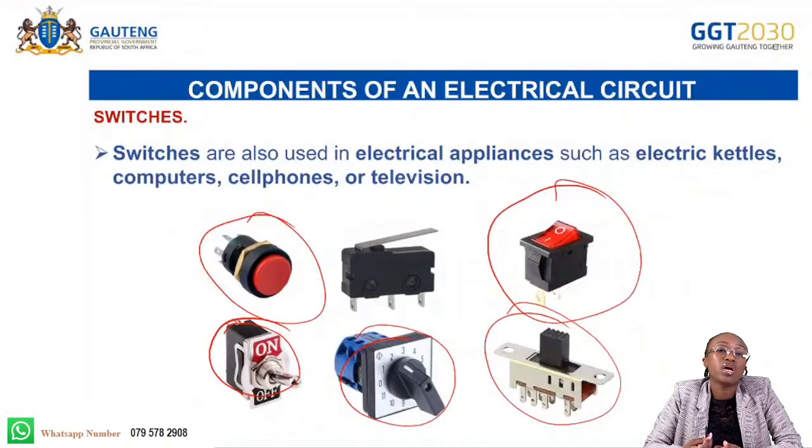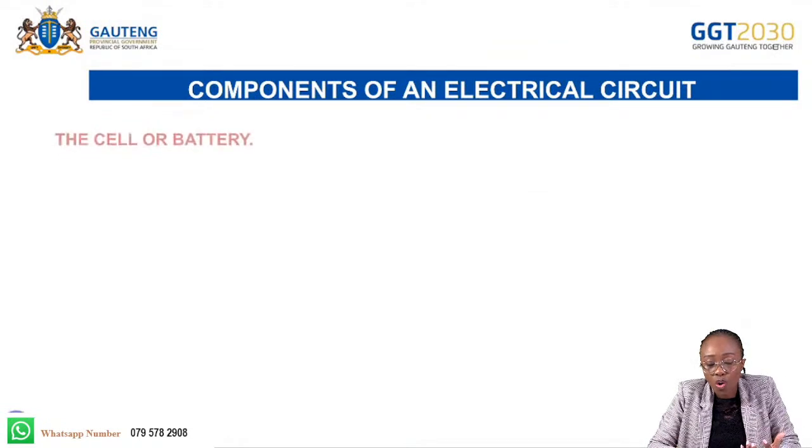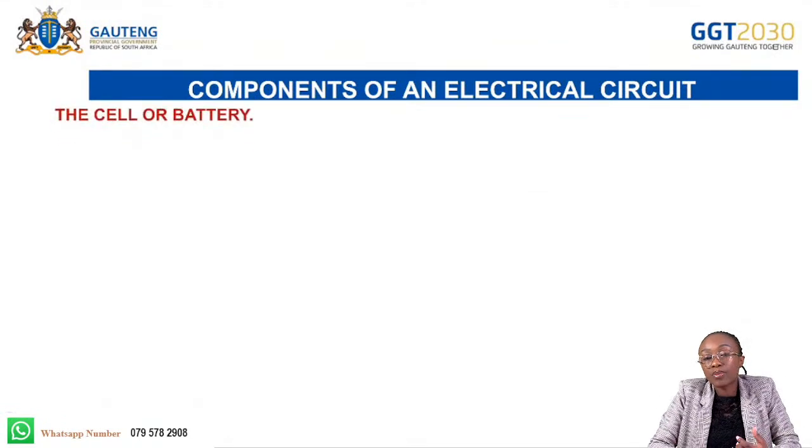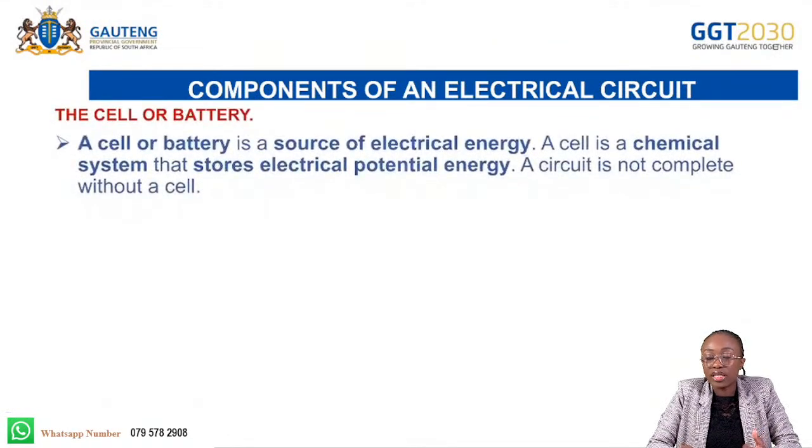Even that switch, when you get into a car perhaps and you want to open the window, pressing it down is closing the switch, so it allows current to flow through the car, and thus you are able to open your car window. Another important component of an electrical circuit is the cell or the battery.